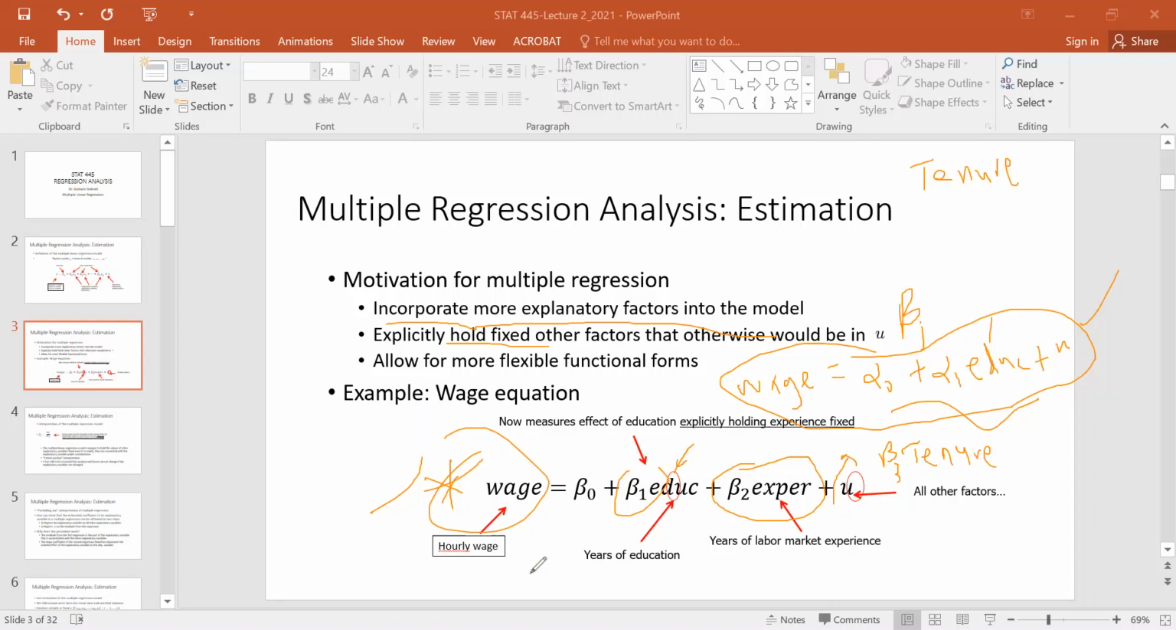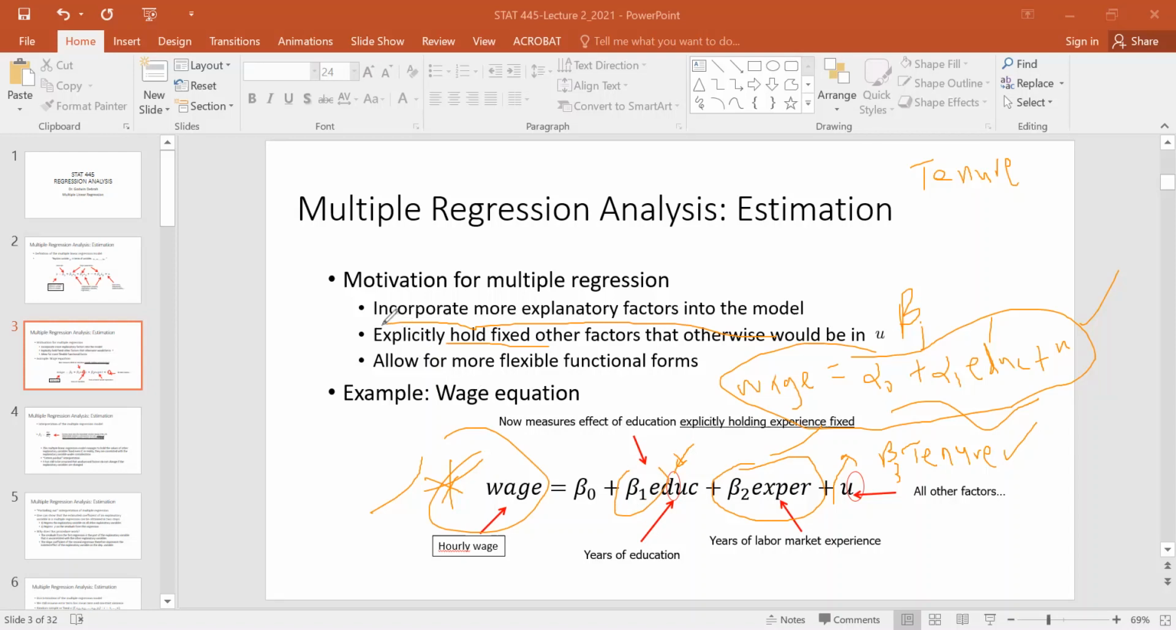In other words, now this means if I take two people with the same level of tenure, the same level of experience, but one of them went to school more than the other, beta 1 tells us the difference in their wages. So that's the beauty of multiple regression. No need to be controlling for other factors by looking for people who satisfy certain conditions. Once you throw in that variable in the multiple regression, you are essentially controlling for the effect of that variable. And so you're able to isolate the effect of one of the variables.